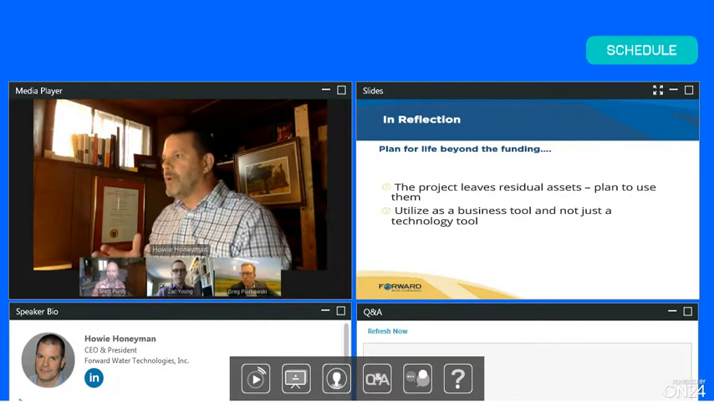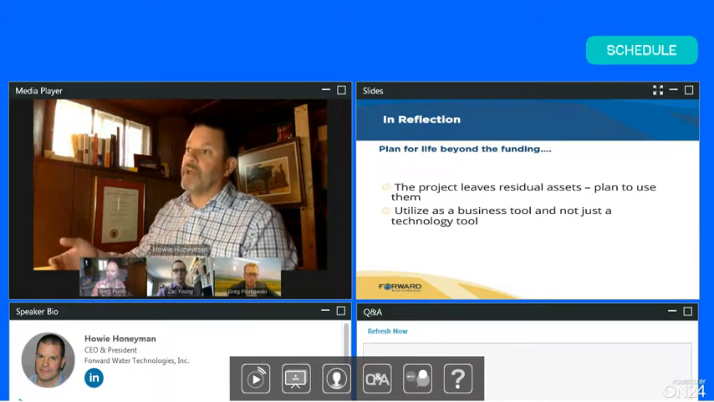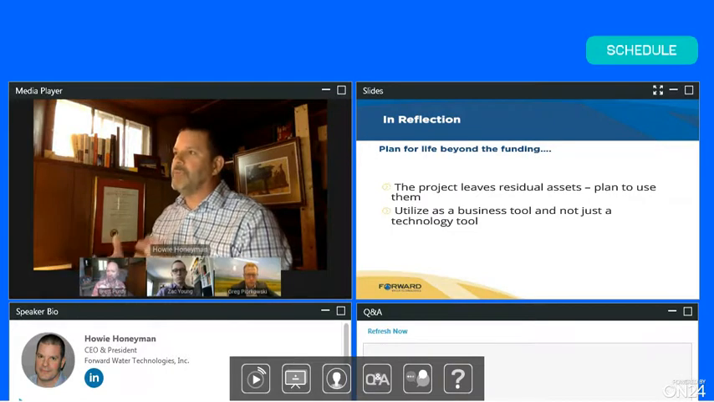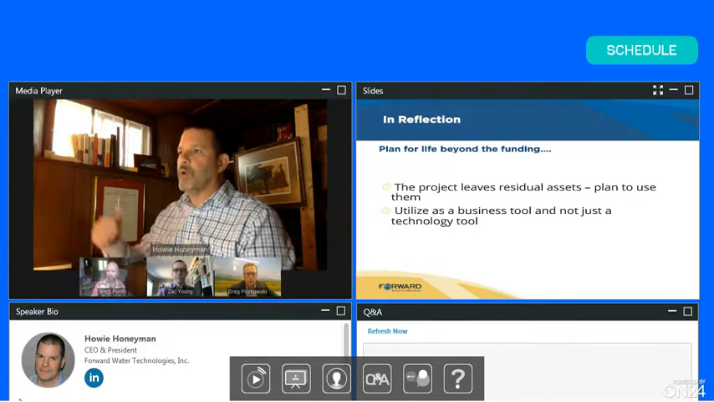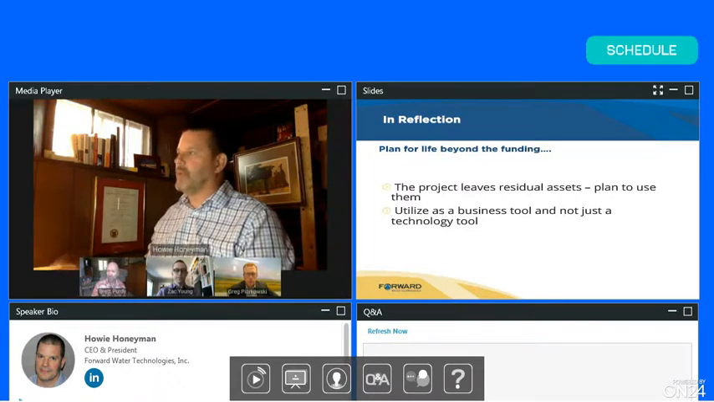But I think what we could have done better is we could have imagined using the residual assets as a tool to continue to develop the business. And I don't think we did a good enough job in doing that. And that's something that if anybody's looking at these types of funding programs, working through this type of pathway, I think I would reflect and perhaps make sure you have a good plan for that equipment.